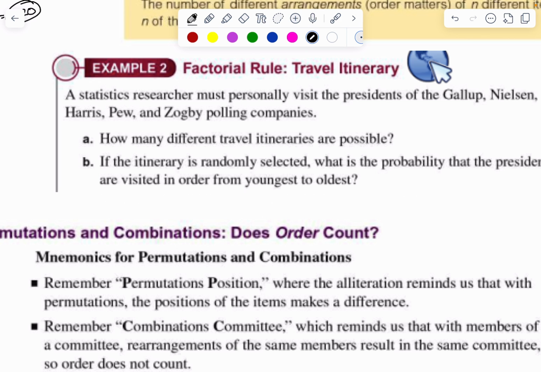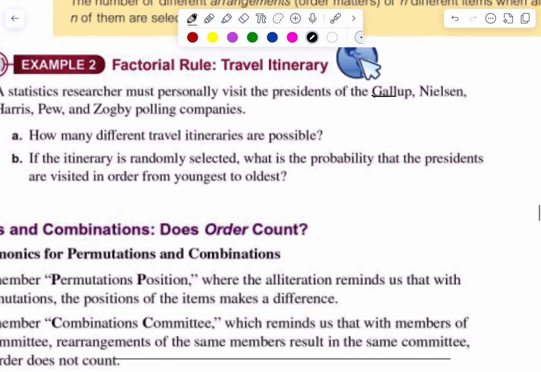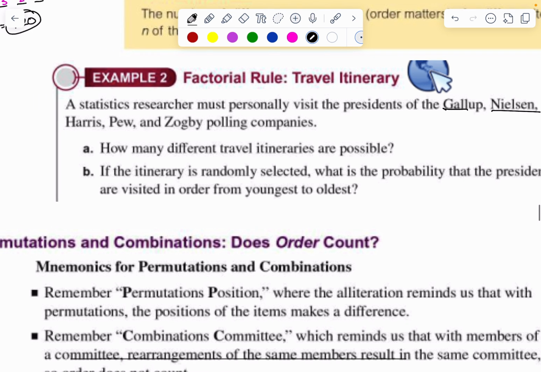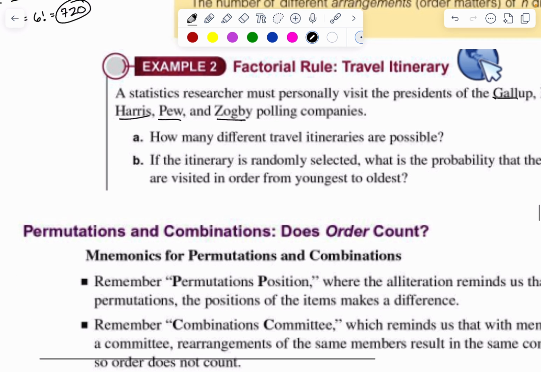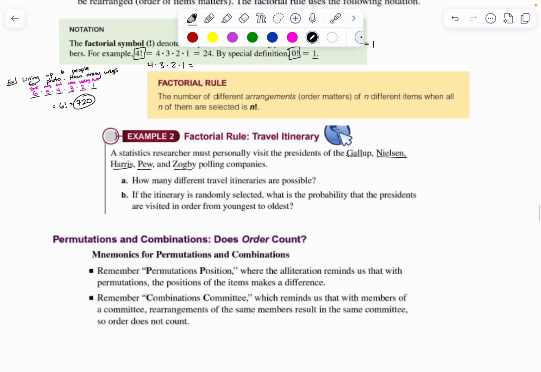Okay, all right, so they do example 2. They say a statistics researcher must personally visit the presidents of these five polling companies: Gallup, Nielsen, Harris, Pew, and Zogby. How many different travel itineraries are possible? So he could go like Gallup, Nielsen, Harris, Pew, and Zogby.